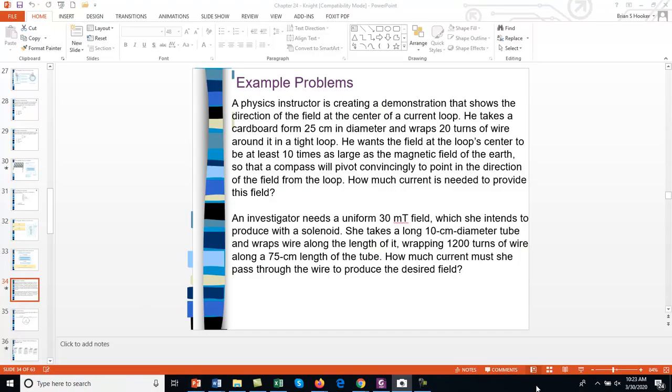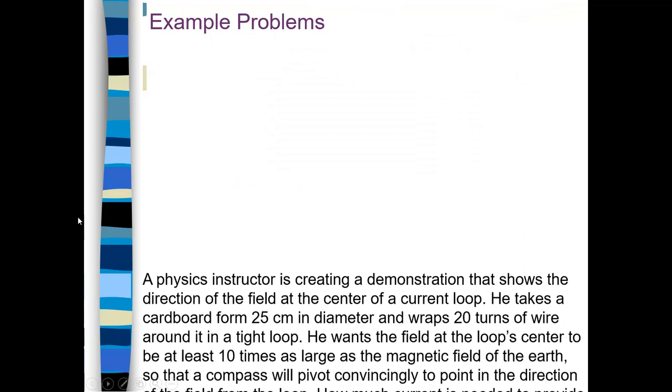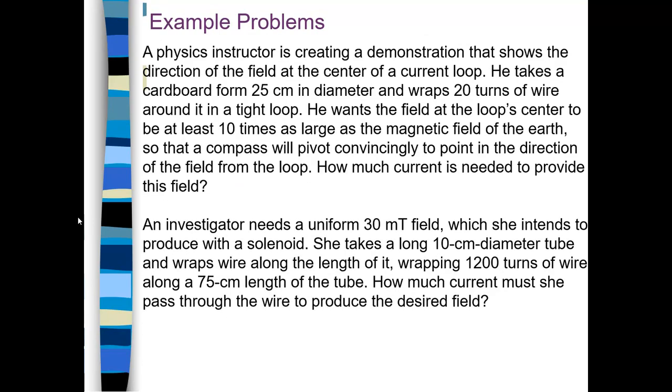Okay, so let's do another problem. Let me switch to the PowerPoint, and we'll go to the second problem. I'm doing these cold, so give me lots of grace. An investigator needs a uniform 30 millitesla field, which she intends to produce using a solenoid. She takes a long 10 centimeter diameter tube and wraps wire around it, wrapping 1,200 turns of wire along a 75 centimeter length of tube. How much current must she pass through the wire to produce the desired field?